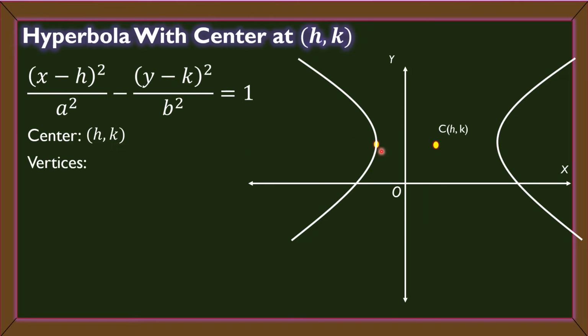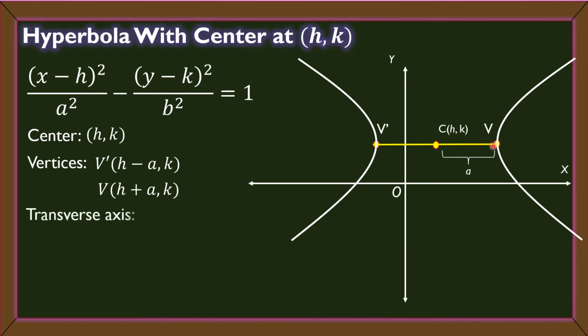The vertices V prime and V are each a units away from the center. Hence, the coordinates of V prime and V are (h minus a, k) and (h plus a, k) respectively. The segment joining V prime and V is what we call the transverse axis. It is of length 2a.